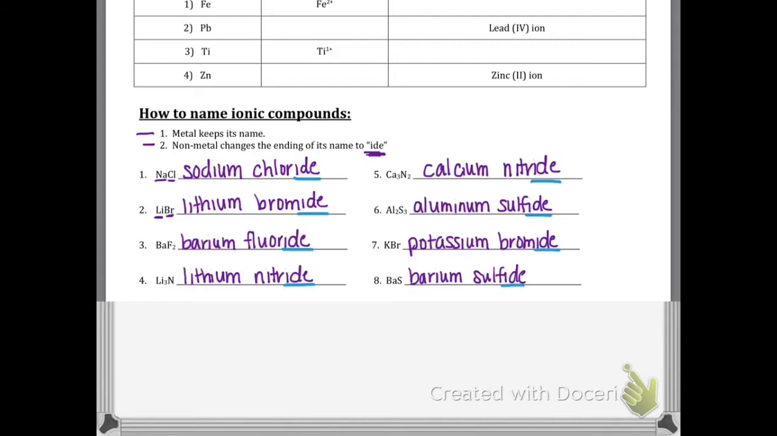All right, so I would check all your answers. Barium fluoride, lithium nitride, calcium nitride, aluminum sulfide, potassium bromide, and barium sulfide.